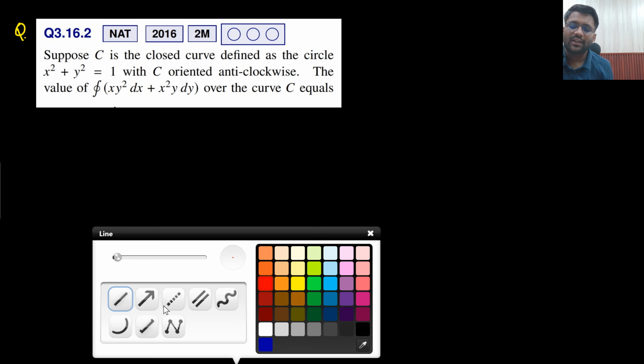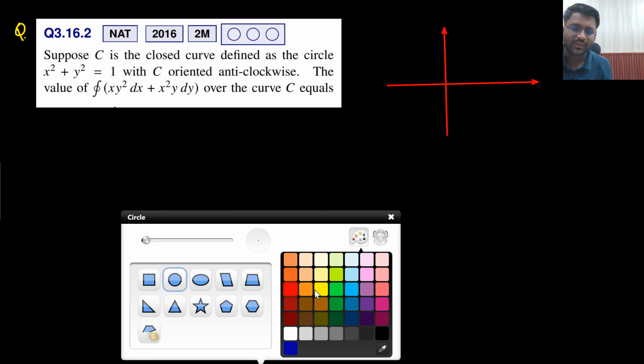C is the closed curve defined over a circle x square plus y square equals 1, with C oriented clockwise. You need to find out the value of this integral over curve C. What is your curve C? Curve C is nothing but a circle only, which is x square plus y square equals 1.